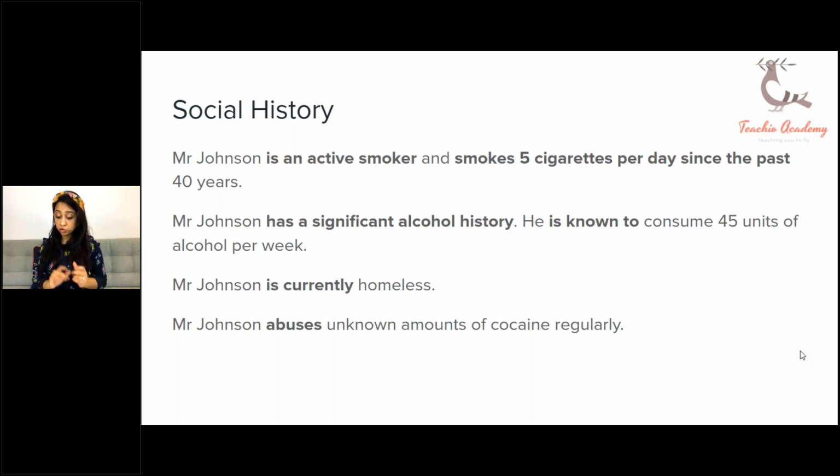All right. So that was social history, guys. One last thing that I want to just mention about social history is that if someone has a particular social situation and it still persists, another way of writing that is currently. So Mr. Johnson is currently smoking. Mr. Johnson is currently smoking.